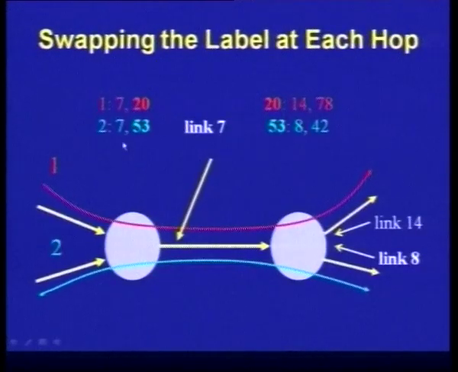So you can see this swapping of the label that is happening at each of these hops, as I just explained. So you can have something coming on 53 here going out as 42 on link 8. So these are the different swap mechanisms available.